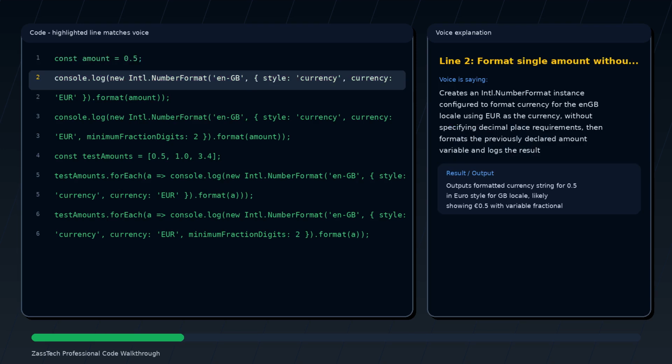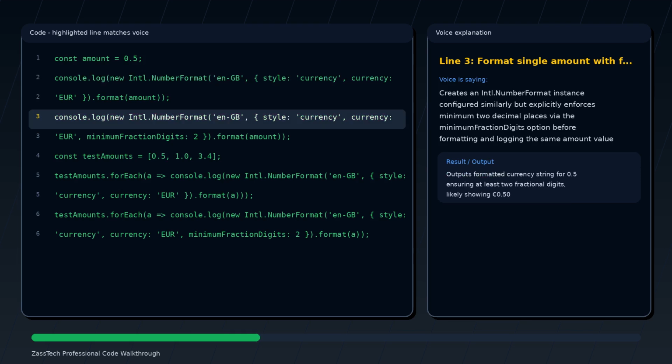Creates an Intl.NumberFormat instance configured to format currency for the en-GB locale using euro as the currency, without specifying decimal place requirements. Then formats the previously declared amount variable and logs the result. Creates an Intl.NumberFormat instance configured similarly, but explicitly enforces a minimum of 2 decimal places via the minimumFractionDigits option before formatting and logging the same amount value.